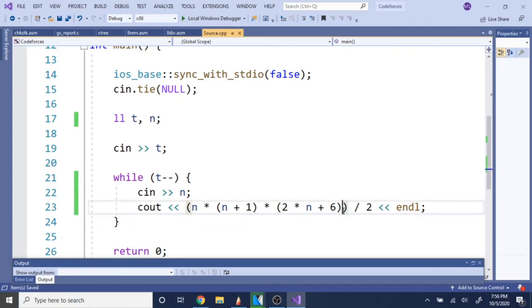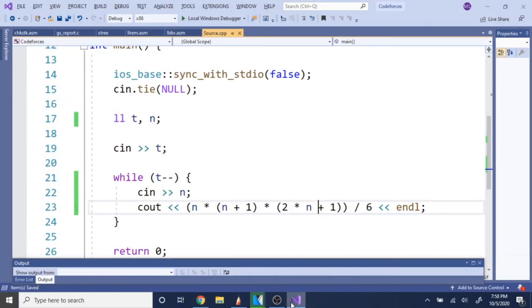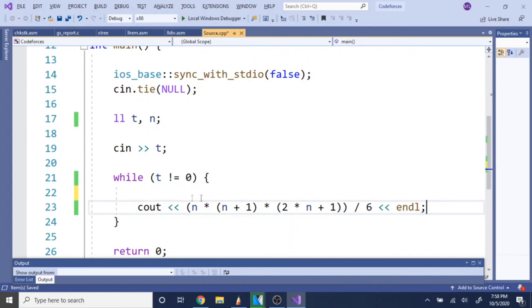Oh, I typed it wrong. 2n plus 1 over 6. Oh, wow. This is a different... Okay. Yeah, this is a weird input. They want us to keep inputting it until the last line is equal to 0. Okay, this is very strange. So while t is not equal to 0... This is super duper weird.